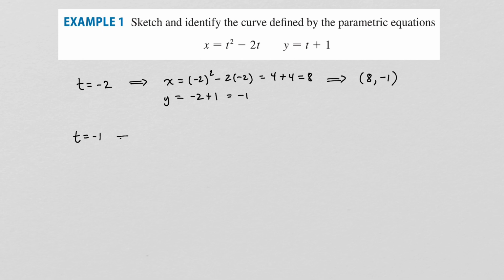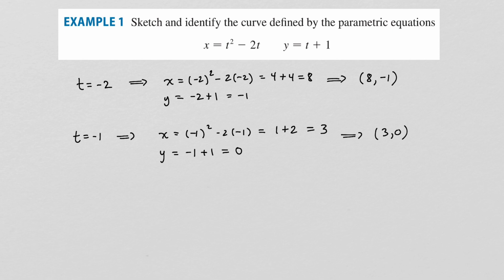Suppose t is equal to negative 1. X is going to be negative 1 squared minus 2 times negative 1. And this is 1 plus 2, which is equal to 3. The y variable will be negative 1 plus 1, which is equal to 0. And this gives us the point 3, 0. What if t is equal to 0? Well, x is going to be 0 squared minus 2 times 0, which is 0. And y will be 0 plus 1, which is 1. And this gives us the point 0, 1.